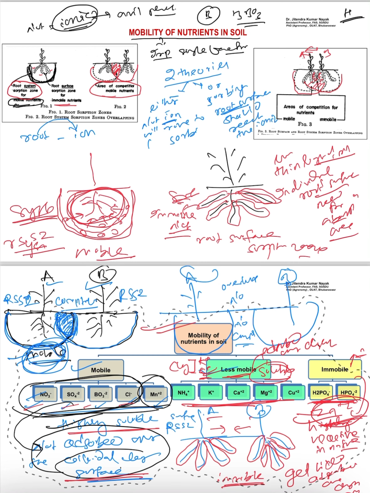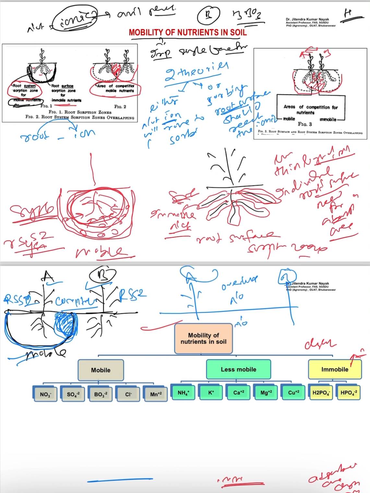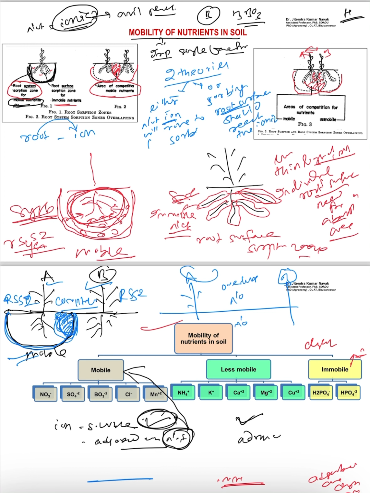So here very clearly you can see there are two things. Whether the ion is soluble in nature or not, or whether the ion is adsorbed over the clay surface or not. If it is highly soluble in nature but not adsorbed over the clay surface, then it is called a mobile nutrient. If it is soluble in nature but also adsorbed over the clay surface, then it is called less mobile. And if it is highly reactive, very less soluble in nature and gets fixed or adsorbed over the surface, it is immobile in nature. This is the thing.